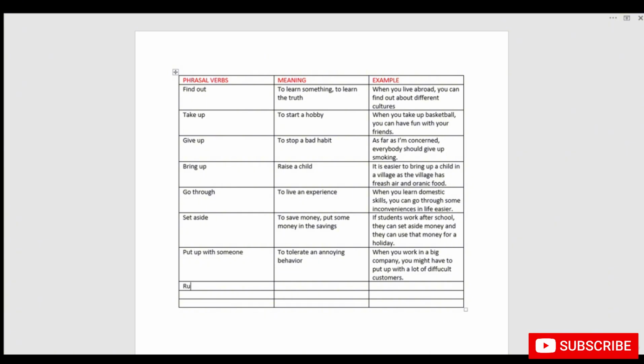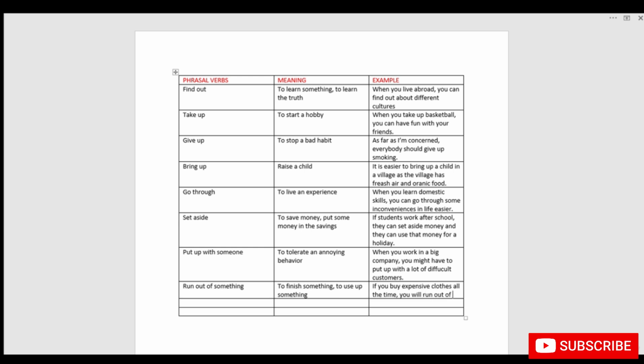Our next example is run out of something, and it means to finish something or to use up something. And let's imagine that we are writing an opinion essay about whether people should wear expensive brand clothes. And let's imagine that we are disagreeing with that. So we are saying people don't have to wear expensive and brand clothes. So you can say, if you buy expensive clothes all the time, you will run out of money quickly. What I mean is that if you spend so much money on clothes, in the end, you won't have any money. You will run out of money.